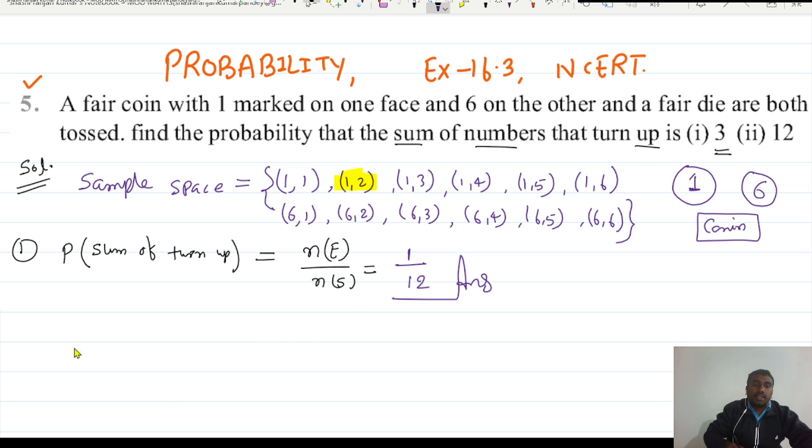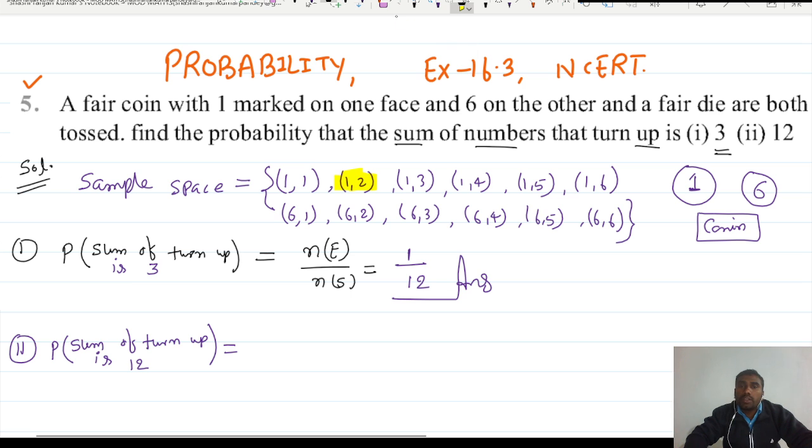Got it? Second one. What is the second one saying? That the sum of the turned up numbers is 12, right? So here we have to count the cases where the sum of the turned up numbers is 12. The sum of the turned up here is 3 actually. So now we have to mark those where the sum comes out to be 12. Let us remove this one. Sorry, this also got erased. One minute.